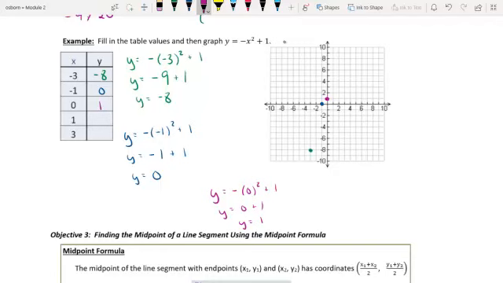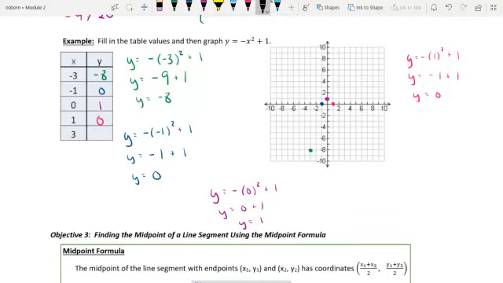Now I'm going to solve for when x is equal to 1. I get y is equal to negative parentheses 1 squared plus 1. That gives me y is equal to negative 1 plus 1, which gives me y is equal to 0. So I go ahead and plot that point.